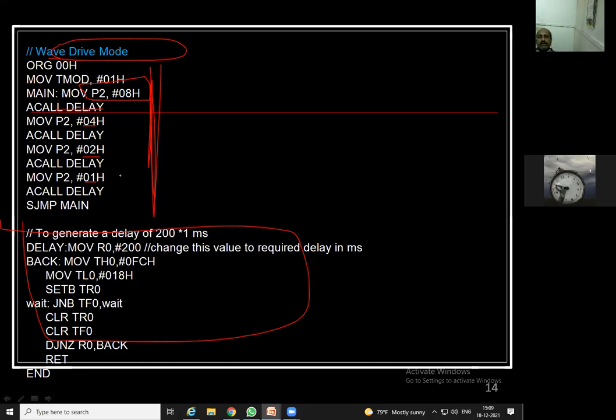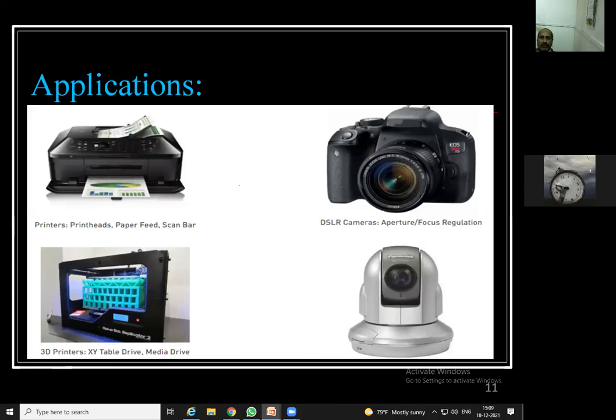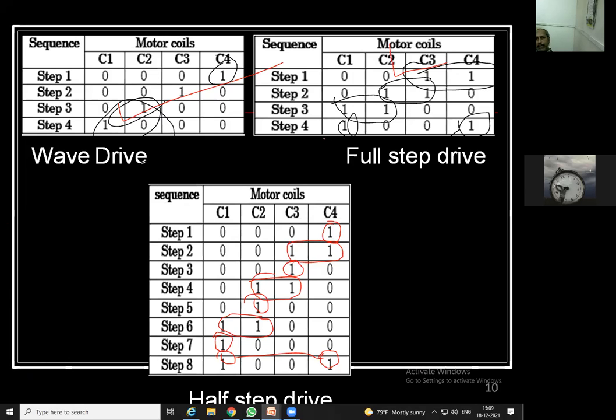So how is this chosen? That 08 has to be loaded, 04 has to be loaded. For that you can refer to this code table. Wave drive we are right now discussing.